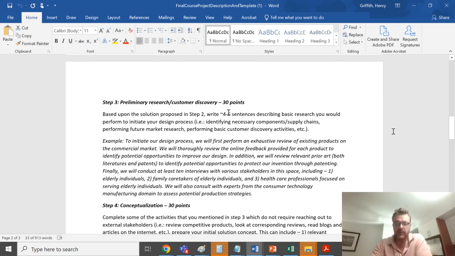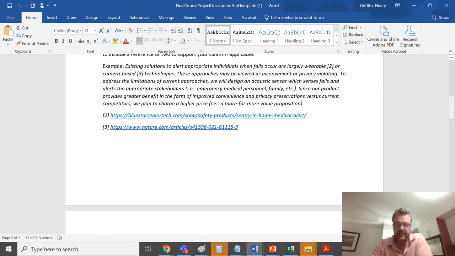I'm looking again for just 4 to 6 sentences, based upon whatever solution you proposed in step 2, that would allow you to initiate the design process. So this is basically what you would do in order to start building or start designing. So to initiate the design process, the first thing I would do if I were going to be building this, and I think I particularly proposed an ultrasonic sensor here, an acoustic sensor which senses falls.